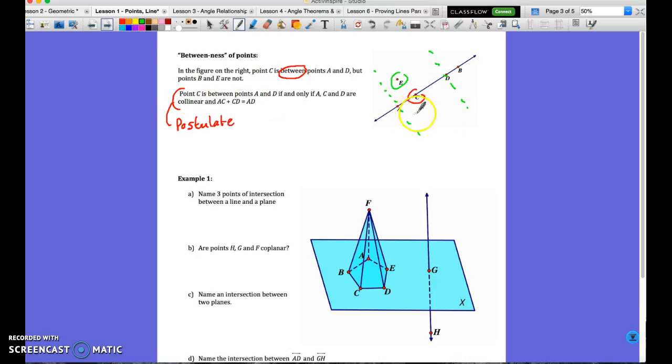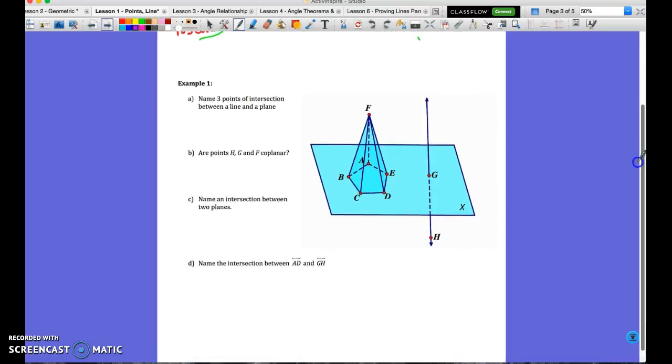Okay, and the postulate basically says this: if C is between, then the length AC plus the length CD gives you the length AD, which, like I said, is sanctioned by logic. The sum of the two parts must equal the whole. Okay, next example. I'm rushing because I'm going to try to keep this down to 15 minutes if I can.